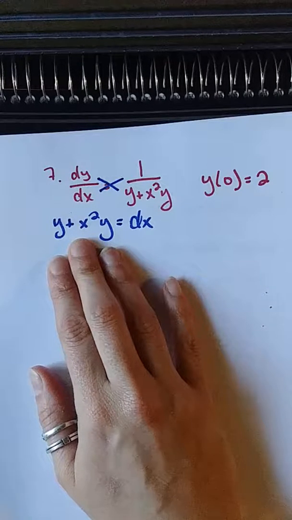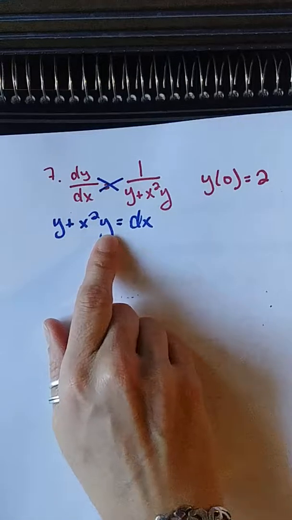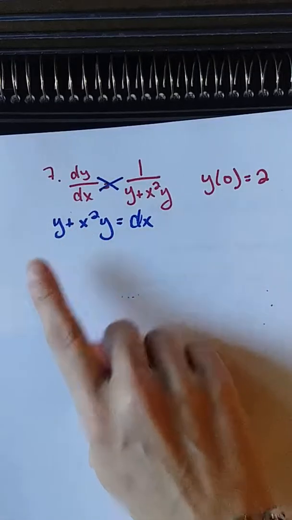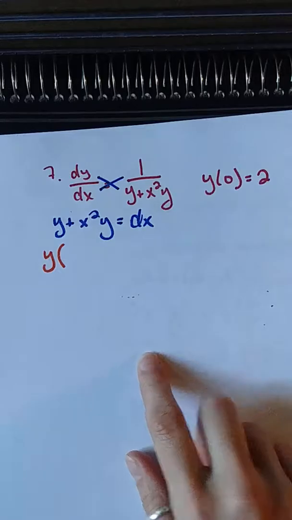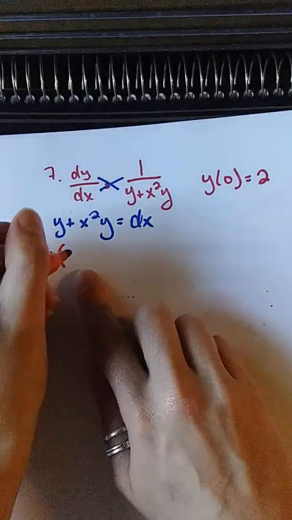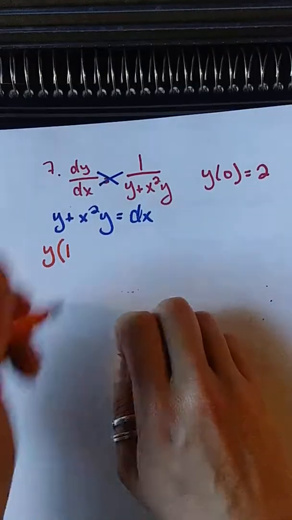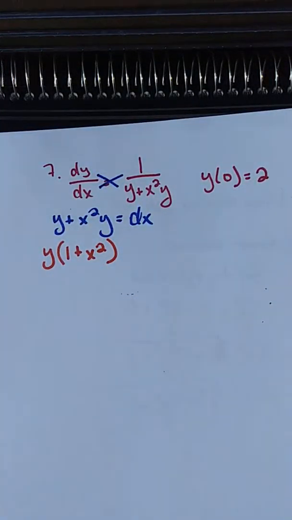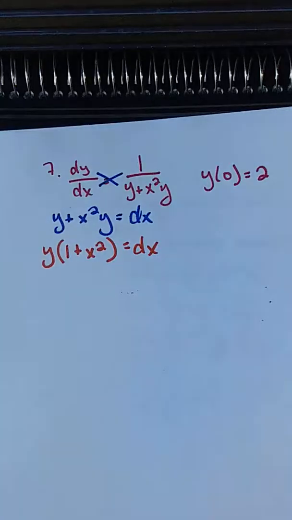Now, what I notice is that y is in both terms. One y here, one y here, which means I can take that y and pull it to the front. I can factor it out. It's a common term. So if I take y out of y, I just have 1 left over. And if I take y out of x squared y, I just have x squared left. So I've divided both terms by y to factor it out to the front. I've undistributed it. We still have dx left on the right.